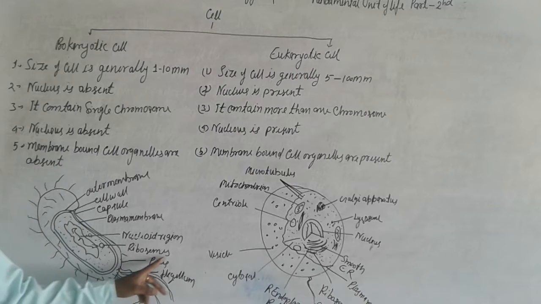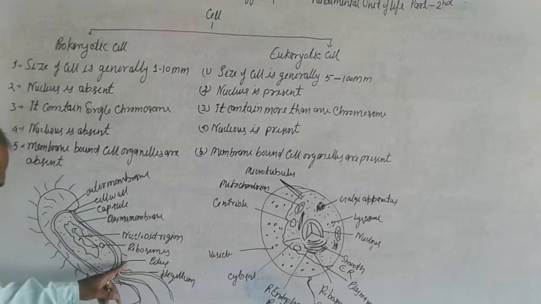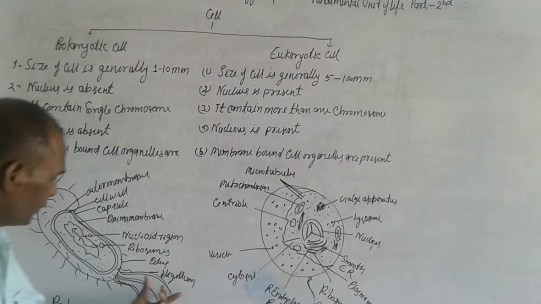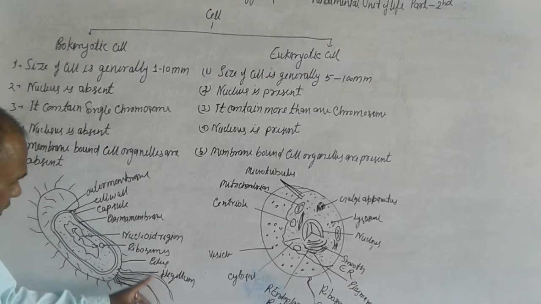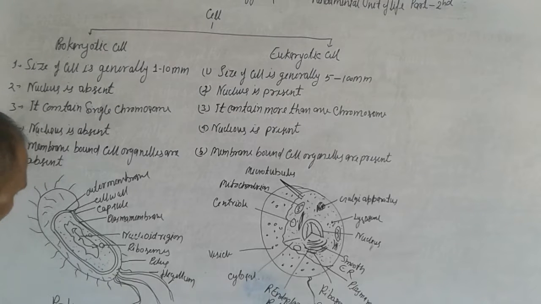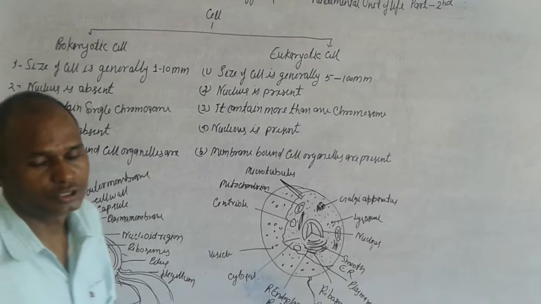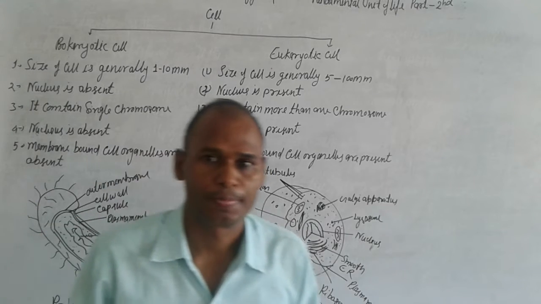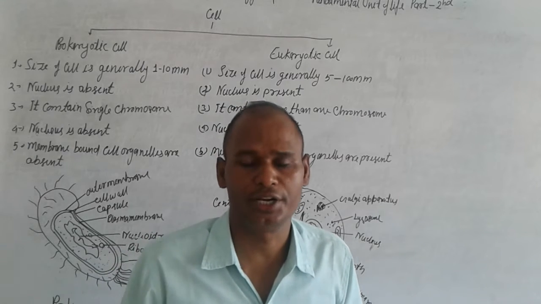Ribosomes also occur in the prokaryotic cell. And this is the pilus, a small hair-like structure. And this is the flagellum, which is long. These are situated in the prokaryotic cell. So this is the prokaryotic cell. Organisms like blue green algae and bacteria have prokaryotic type cells.